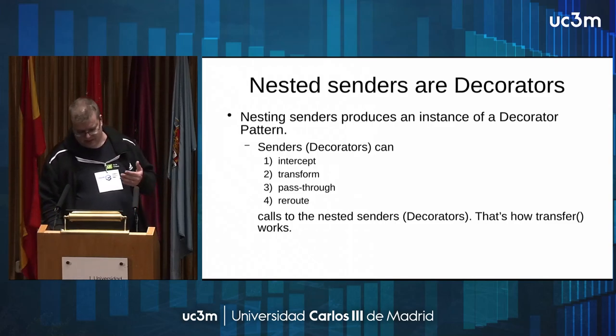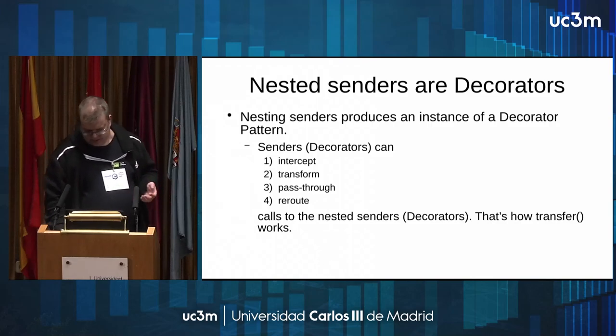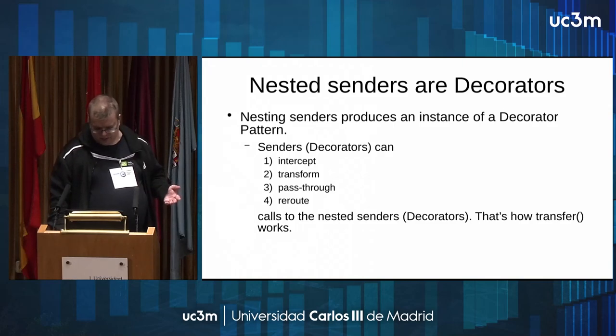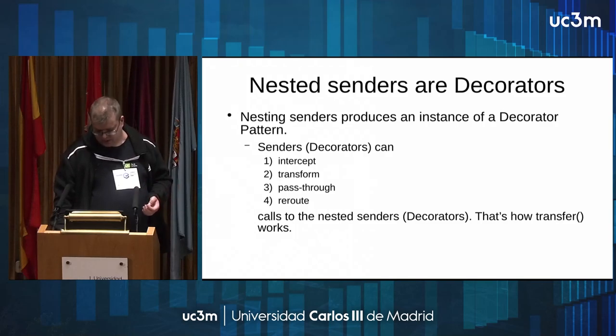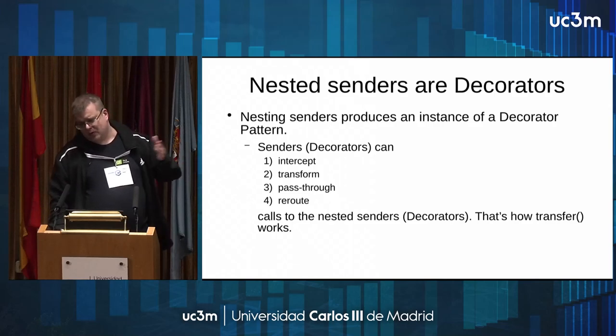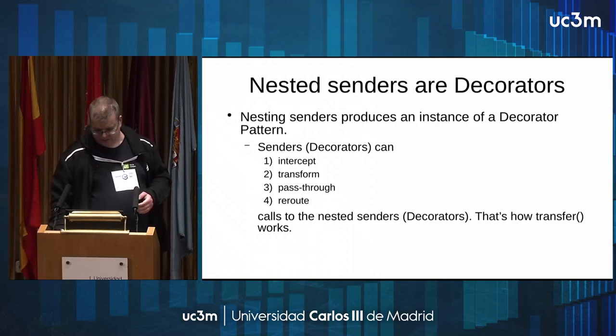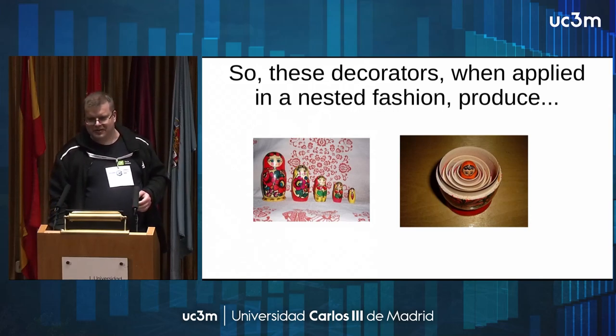So there's a nesting of the senders, and they can decorate the connect operations. When they decorate the connect operations, they can then decorate the operation states and their starting. And ultimately, they can decorate the completions to the actual receivers, and from there to the actual continuations. So that means that they can intercept and transform or reroute the calls to the nested senders, nested operation states, nested receivers. Transfer is an example of that kind of rerouting. You have a completion, it gets teleported to a very different execution context and actually completes there. So what actually gets produced, instead of having a sequence of operations, is nested Russian dolls.